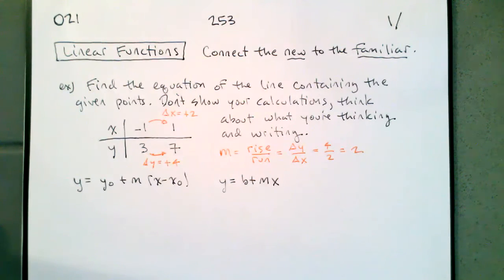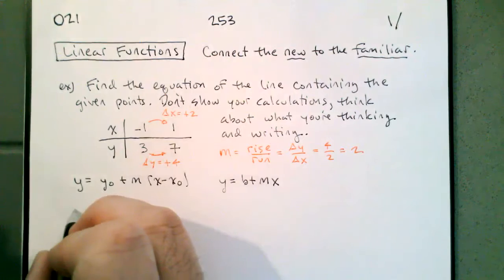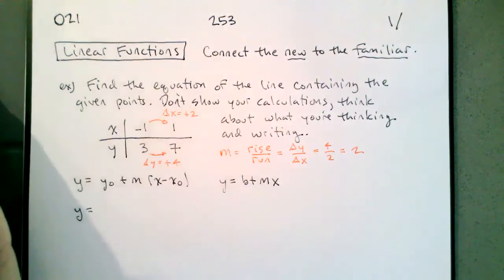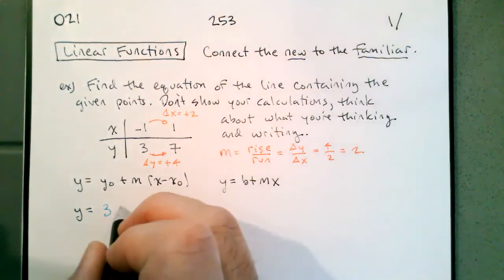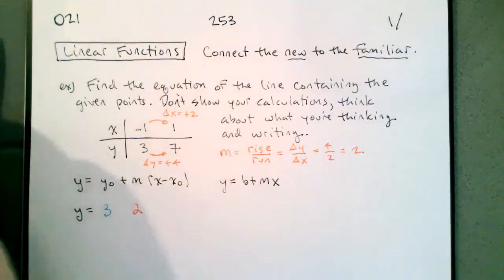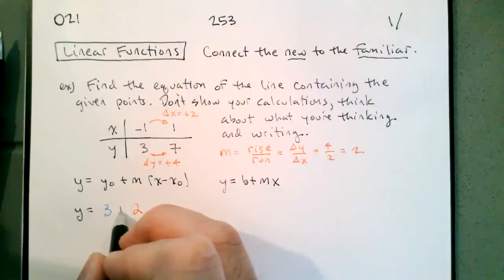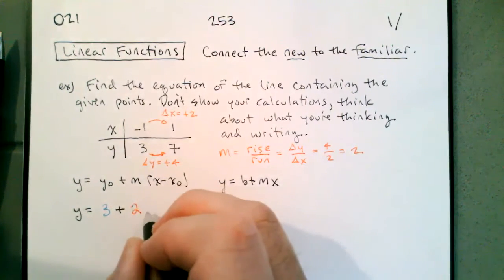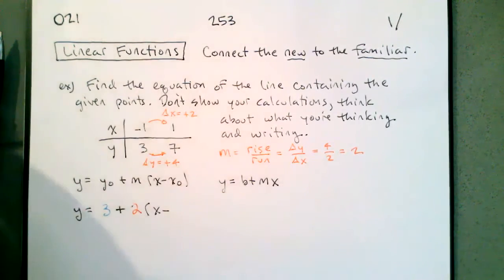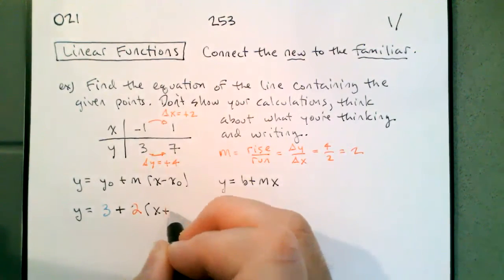Now all we need is one of the points, x naught, y naught, and we have the slope, and we can write the equation of the line. So I'm going to pick one of these points. I'll start with -1, 3. And I'll put in the point. So y starts off at 3 and increases by 2 whenever x increases by 1. And we're starting off at -1. So I'm going to write x minus a -1.